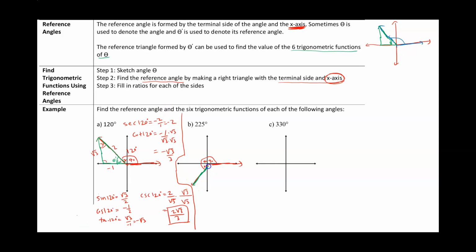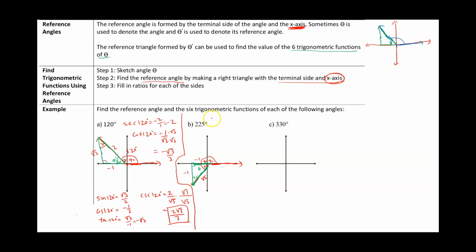I'm going to take the terminal side and make a triangle with the x-axis. So my theta prime is going to be 45 degrees. So that makes this a 45, 45, 90 right triangle. Now, what are my ratios? Opposite of 45 is 1, opposite of 45 is 1, and the hypotenuse is radical 2. Anytime you go in the negative direction, that's going to be negative. So we have a negative 1 and a negative 1. Notice that the hypotenuse is always going to be positive. These are negative because you're going in the negative x and the negative y direction.